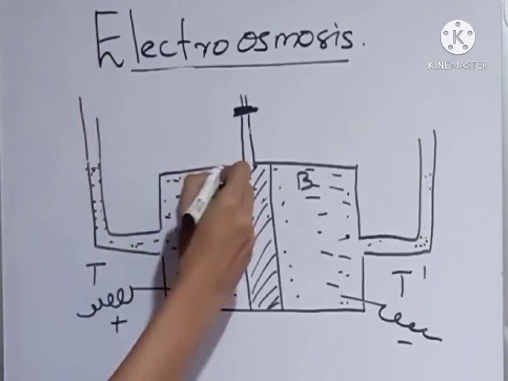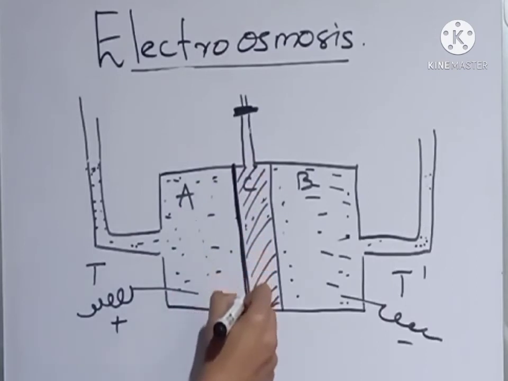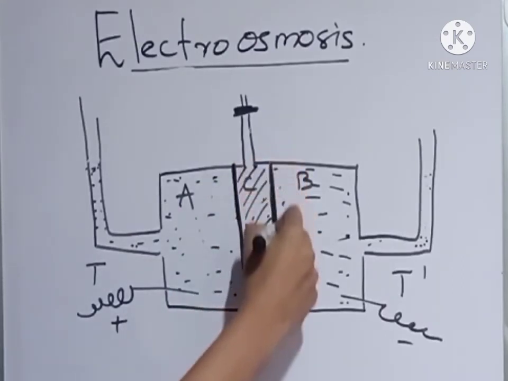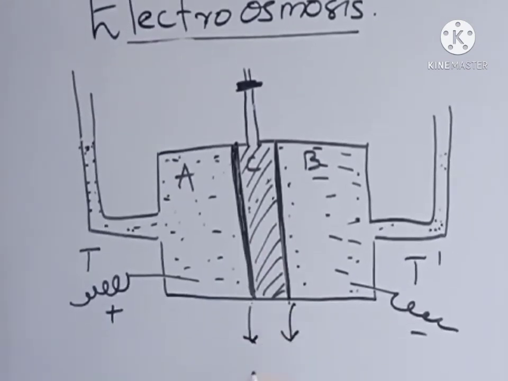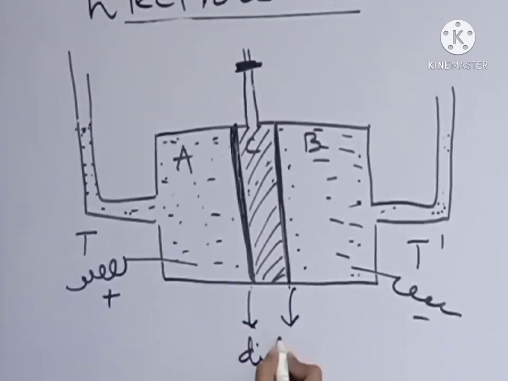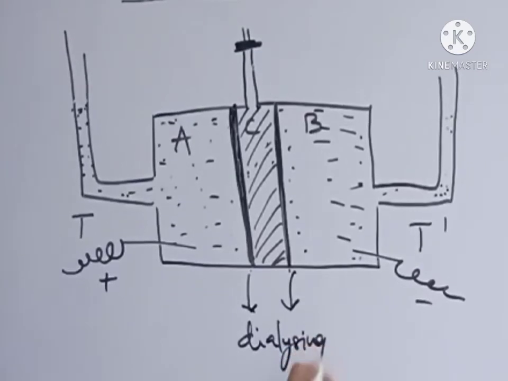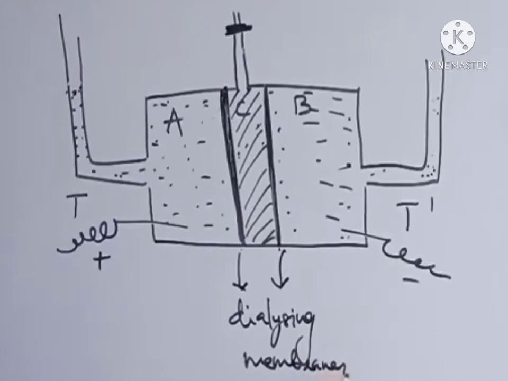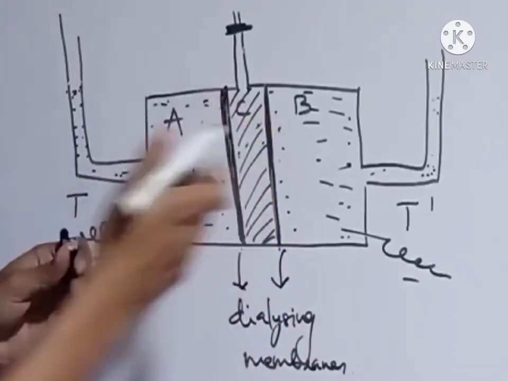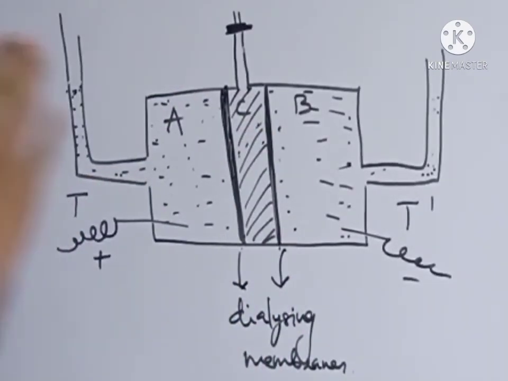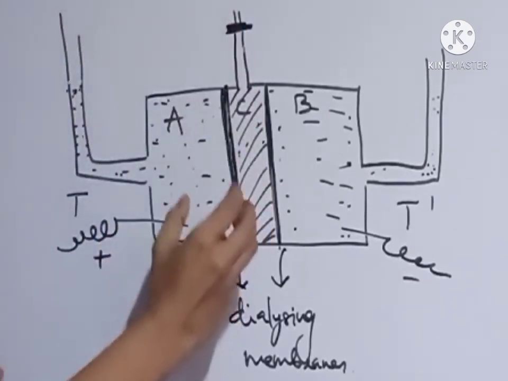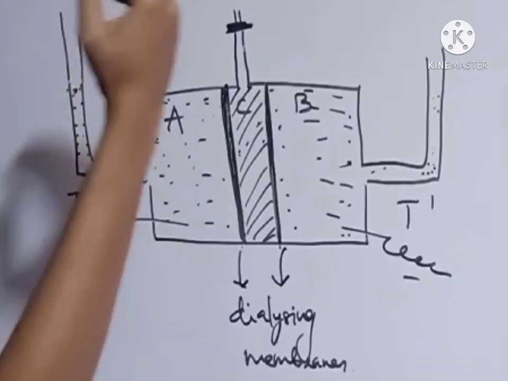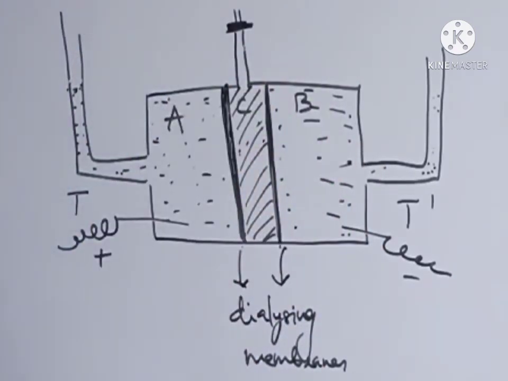And one more thing is there. The walls of these two sections are constructed using dialyzing membranes. So it is clear that these two membranes will transfer the particles within this medium selectively. That is, the colloidal particles will not be moved out from section C.